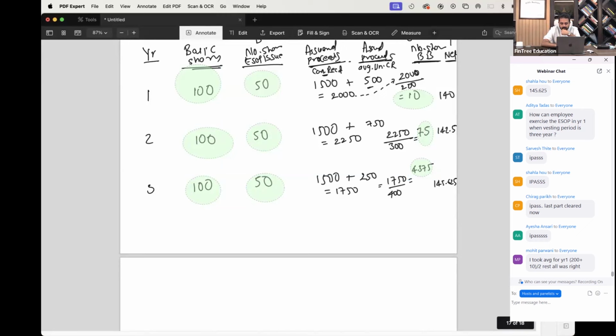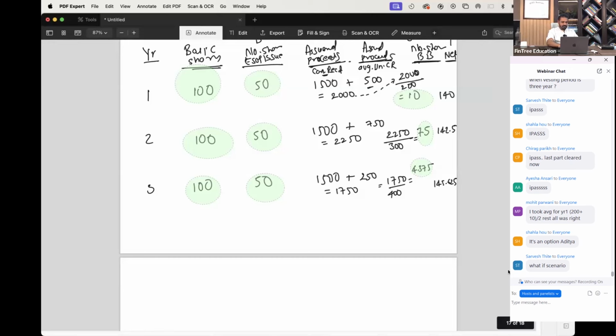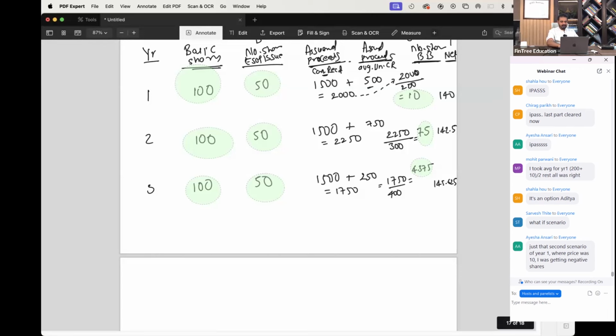Someone is asking, how can an employee exercise ESOP in year one when the vesting period is 3 years? What answer do you want to give to them? Correct. And in the chat box, can you give an answer to Aditya? What if Aditya is asking, how can an employee exercise in year one when the vesting period is 3 years? What is the answer? It's a what-if scenario. Is this really happening? No, it's a what-if scenario.